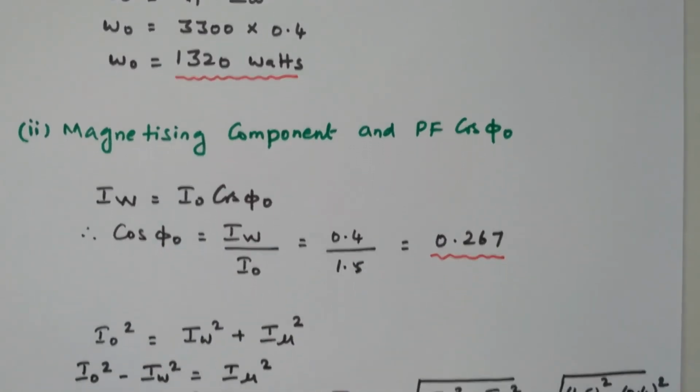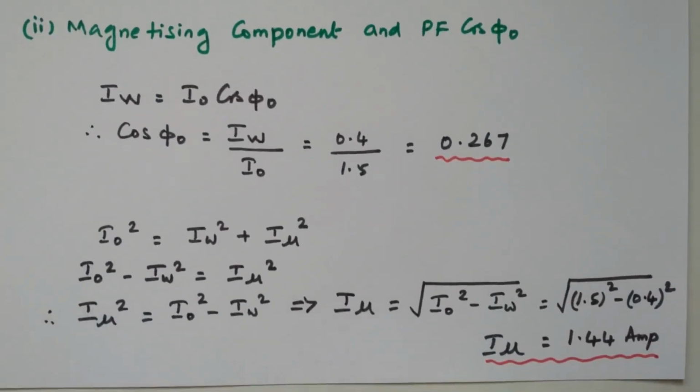Now we'll concentrate to find the magnetizing component, I mu. So I naught square equal to IW square plus I mu square, based on the vector diagram. The no load input current I naught is the vector sum of IW and I mu, working component and magnetizing component. So bring this IW to the left hand side. I naught square minus IW square equal to I mu square. So I mu equal to square root of I naught square minus IW square, by taking square root on both sides.